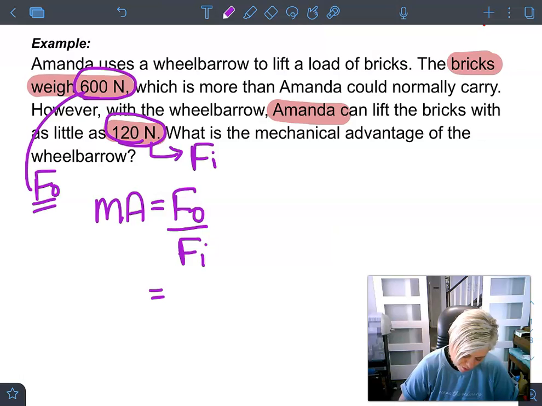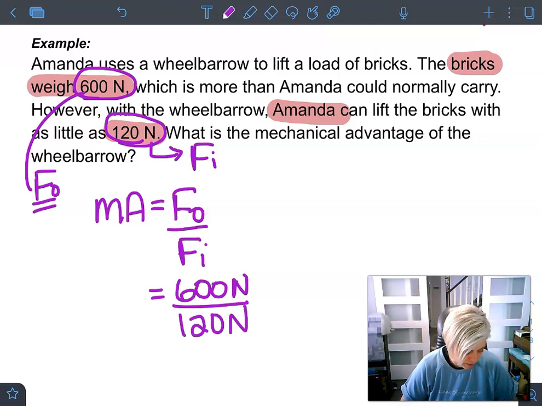Okay, the next step will be identifying and substituting your variables. So the output force was 600 newtons. The input force was 120 newtons. Keep the units there, okay? That really helps you remember what kind of value that you're dealing with.